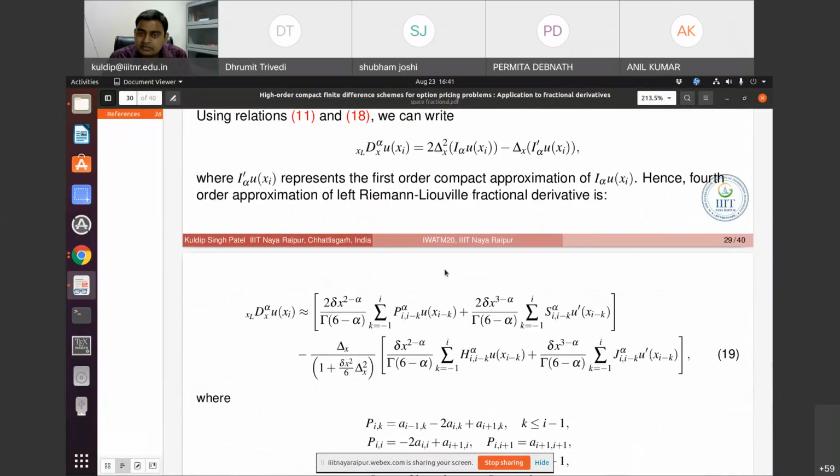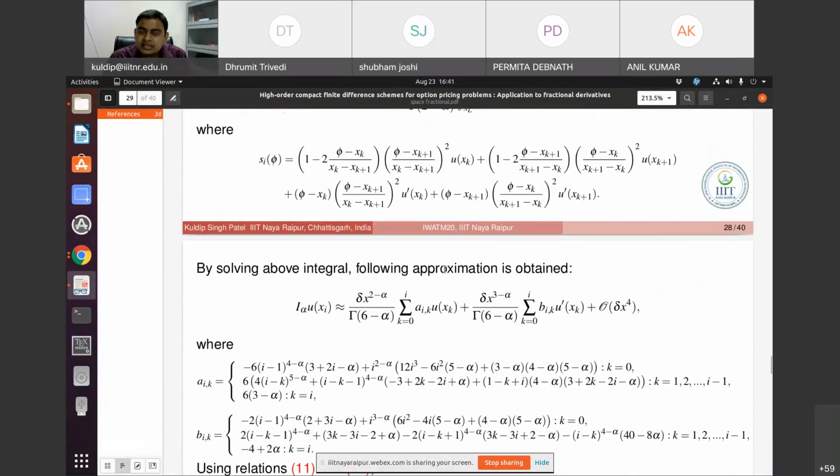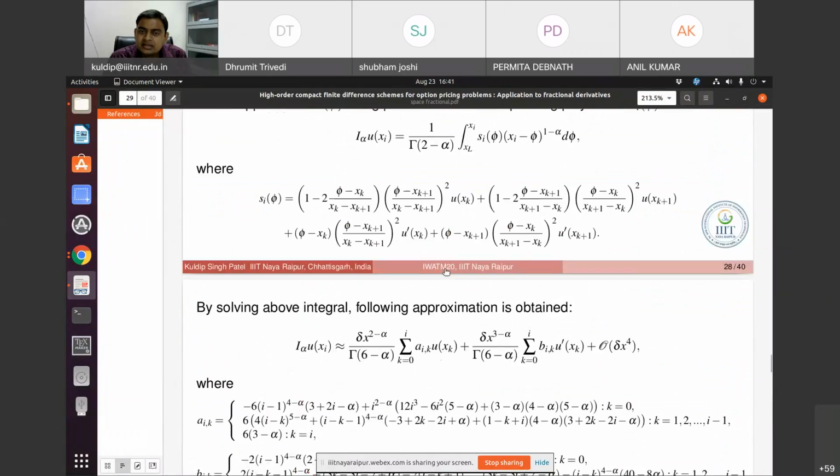So which one? Please let me know. No, sir, not this one. The equation in which order? Fourth order, yes, this one. Okay, I alpha UXI. Yeah. Sir, this is a fourth order error. Maybe the last term is the error function.